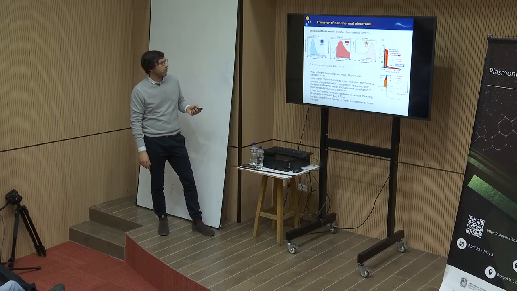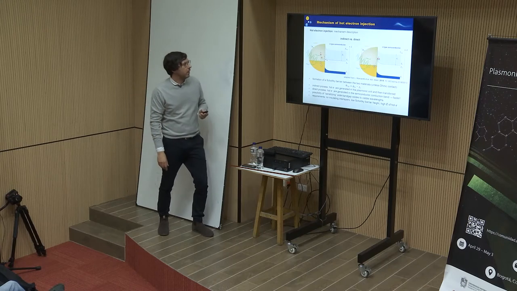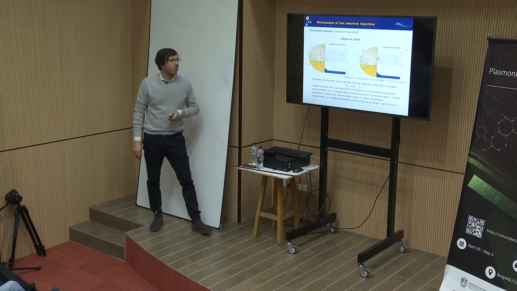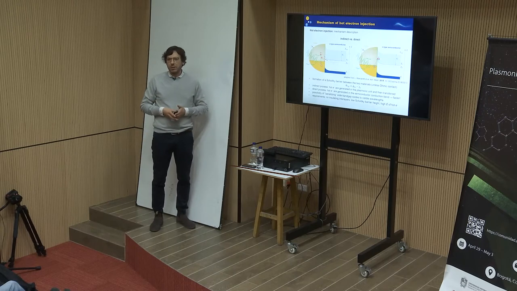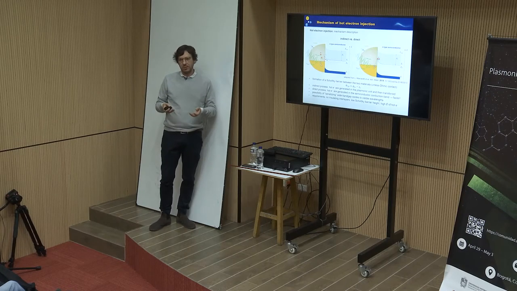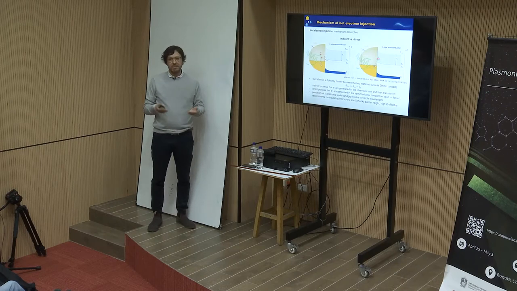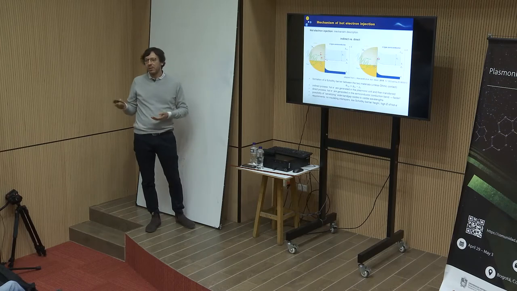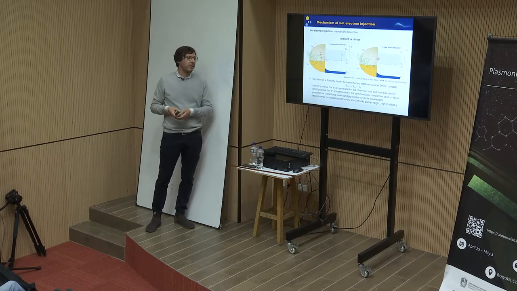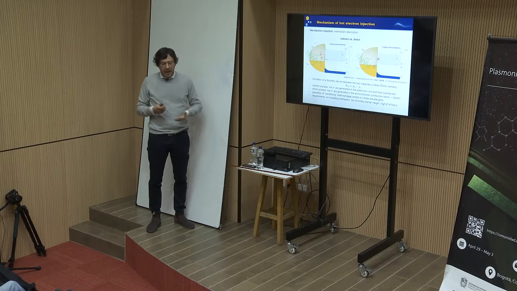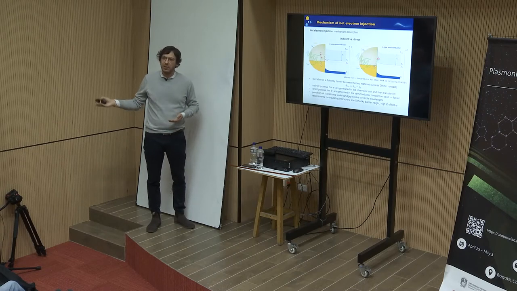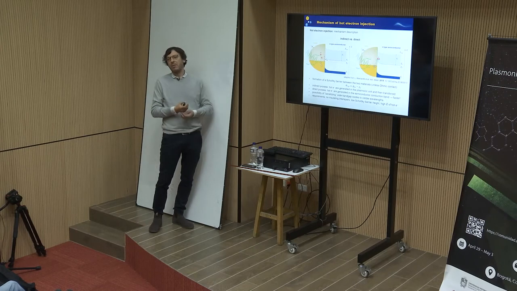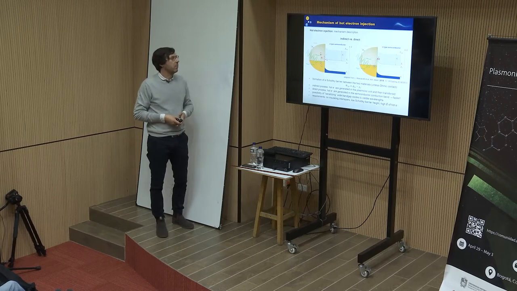This is another very similar example, so I will skip it. Then I will go to two different types of mechanism of hot electron injection when we consider a semiconductor. The problem with hot electrons is related to their lifetime. These hot electrons live very short, 100 femtoseconds, 50 femtoseconds. So how can we use these hot electrons in real processes? For catalysis, for example, the chemical reaction time is on the order of milliseconds or seconds. So how can we prolong the lifetime of these electrons?